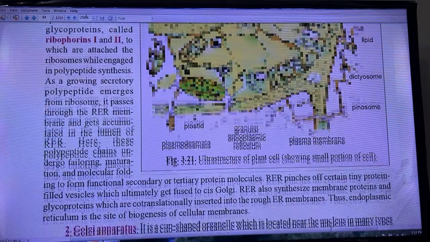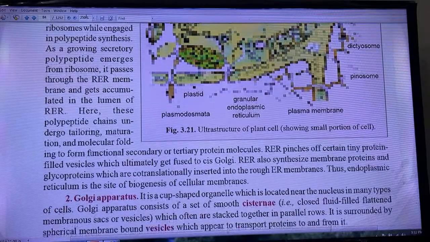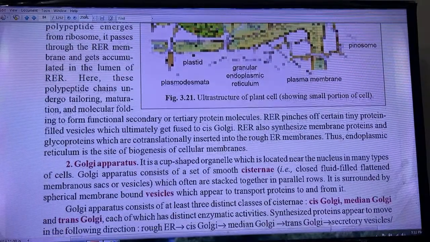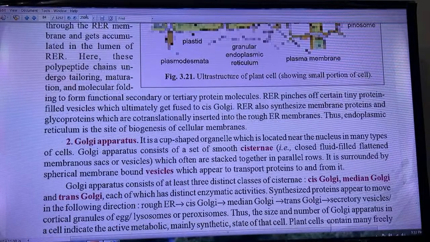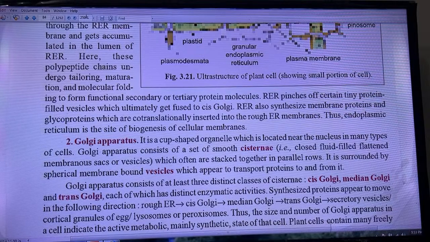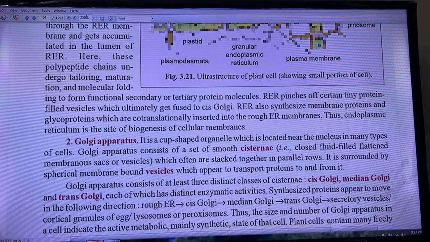Here, these polypeptide chains undergo tailoring, maturation, and molecular folding to form functional secondary and tertiary protein molecules. The rough endoplasmic reticulum pinches off certain tiny protein-filled vesicles which ultimately fuse with the cis Golgi.